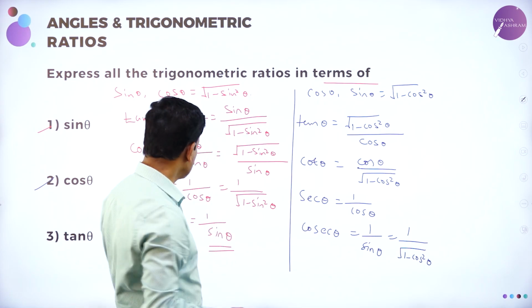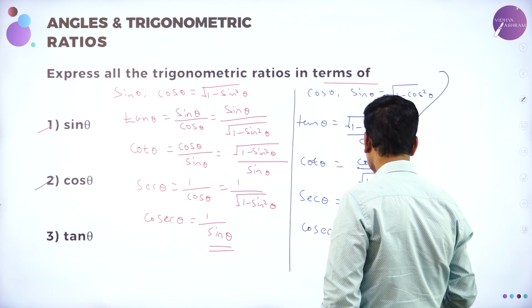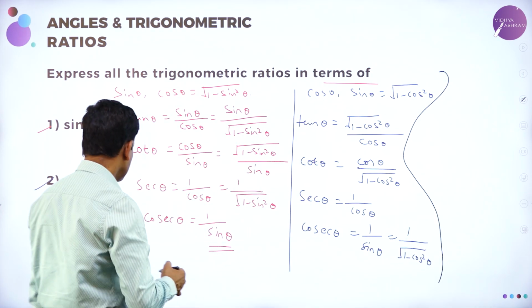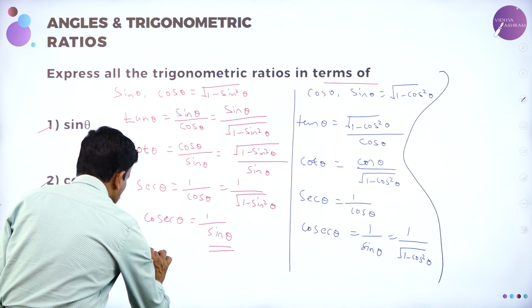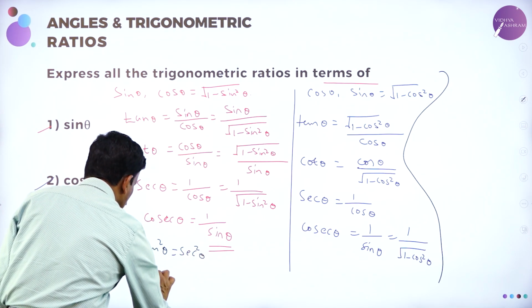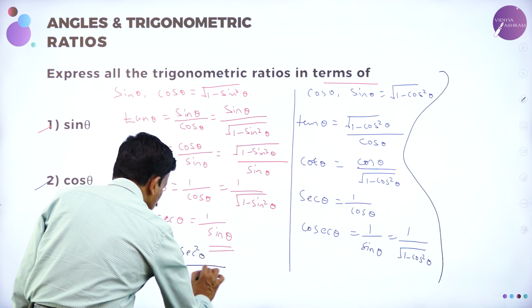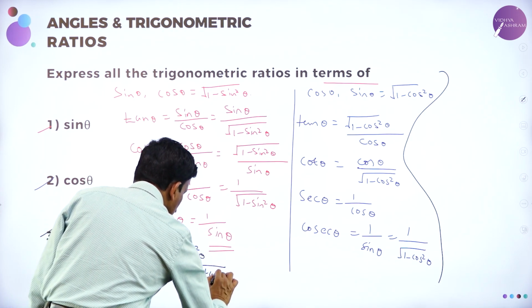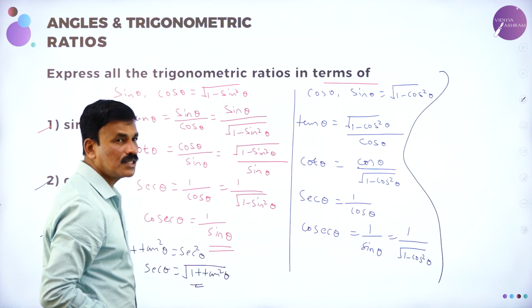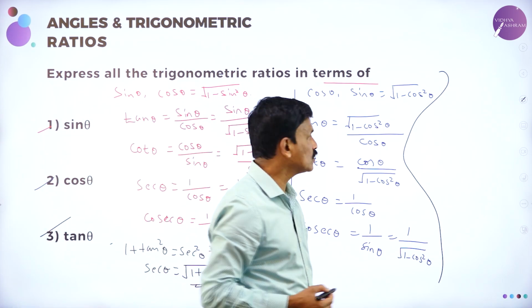Now, the last one is tan theta. Tan theta can be written as it is. We know the identity for this, that is 1 plus tan square theta is equal to secant square theta, or secant theta is equal to root of 1 plus tan square theta. Using this, we are going to express all trigonometrical ratios in terms of tan theta.